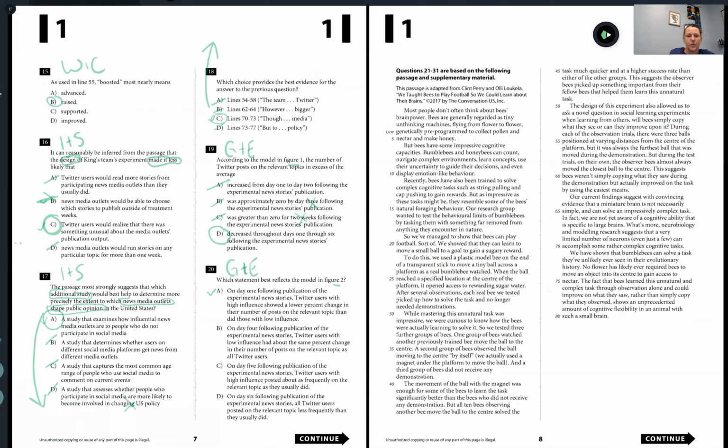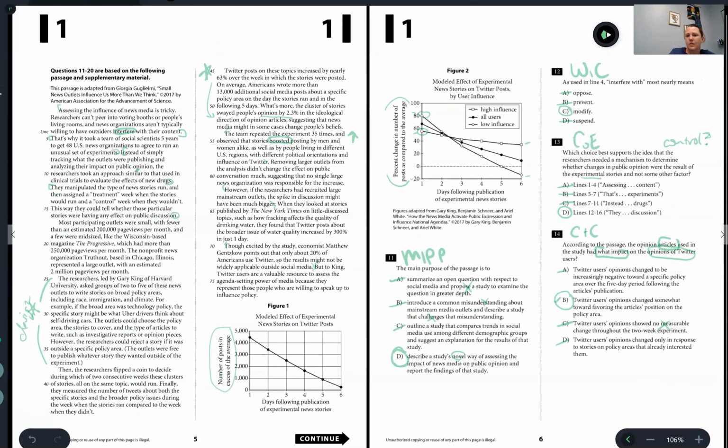On day 4, following the publication, Twitter users with low influence had the same change in their numbers as all Twitter users. So day 4, low influence is down here, so that's not the same. It would be the same kind of like up here at day 2 1/3.